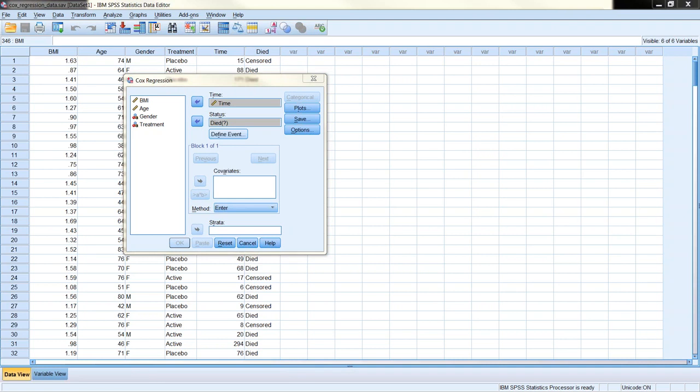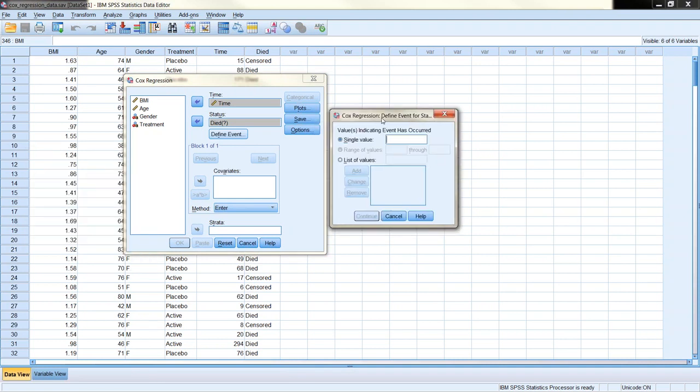Oops, my little box over here. So it's going to ask me to define it. I'm just going to say the event is died. That's the category I want to be the event. And I'm going to click continue.